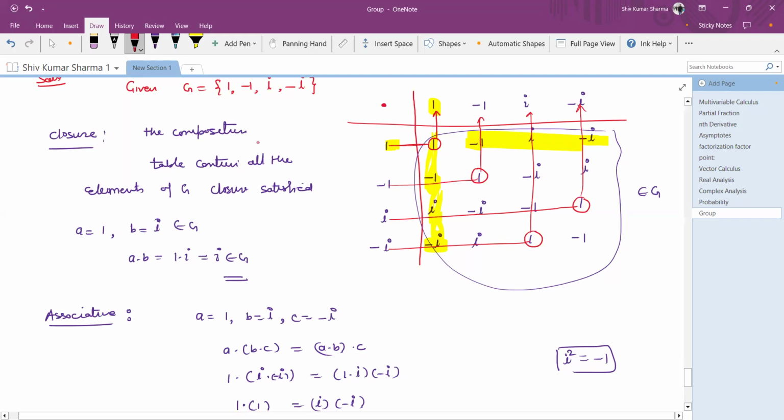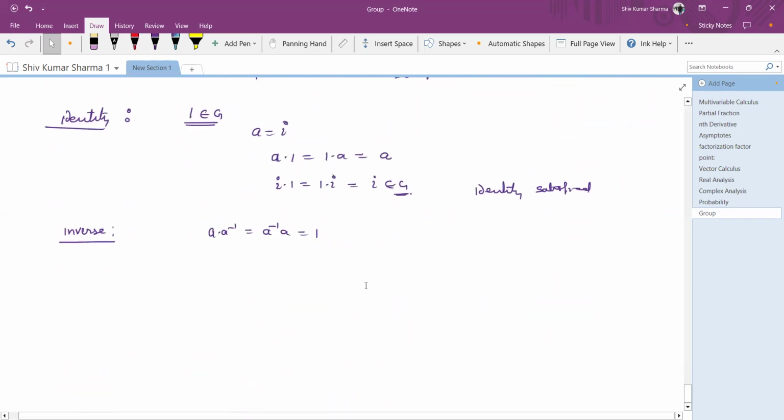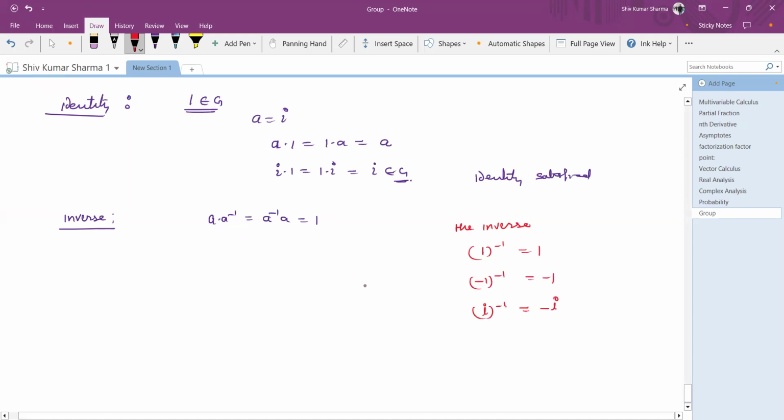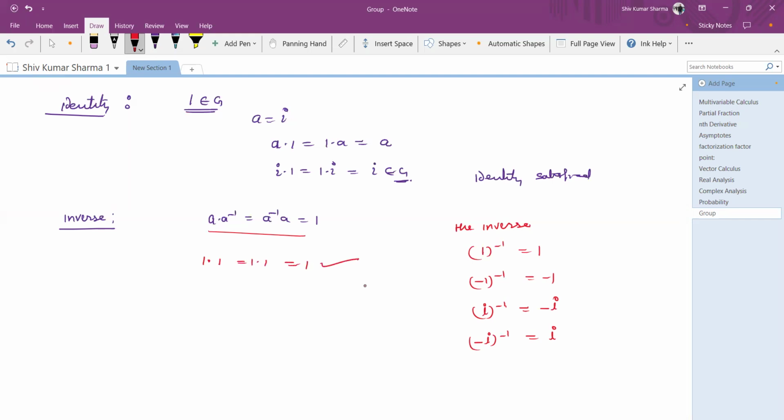So we can write down the inverse as per the composition table. So the inverse of 1, 1 inverse is 1. Minus 1 inverse is minus 1. Iota inverse is minus iota. And minus iota inverse is iota. Now, we shall prove this, that means by using this, whether our inverse property is satisfied or not. First case we can take as 1. So 1 inverse is 1. So 1 into 1 gives us 1, means satisfied.